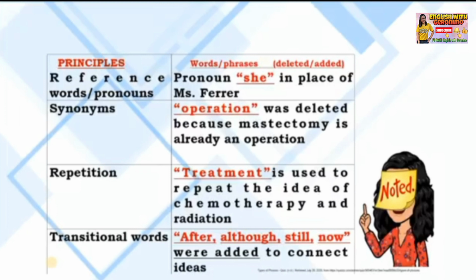Reference: words or pronouns. Pronoun she is in place of Miss Ferrer. Synonyms: operation. Operation was deleted because mastectomy is already an operation. Repetition: treatment is used to repeat the idea of chemotherapy and radiation. Transitional words: after, although, still, now were added to connect ideas.